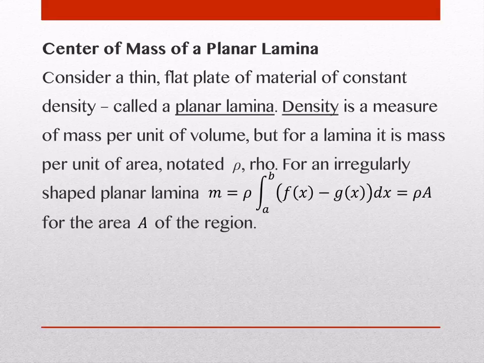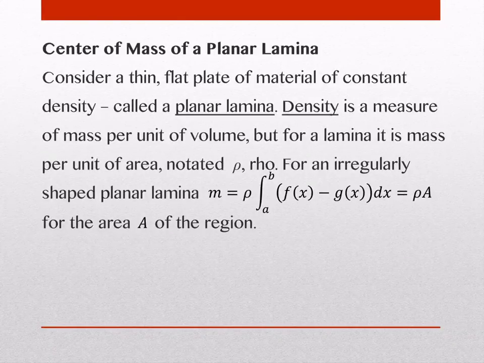Consider a thin, flat plate of material of constant density. If you want to imagine a plate itself, mostly plates have constant density. That's okay. We call that a planar lamina. Density is a measure of mass per unit volume, but for a lamina, it's mass per unit of area because it's flat. It's notated rho. That's a Greek letter rho. It kind of looks like a scripty kind of P.